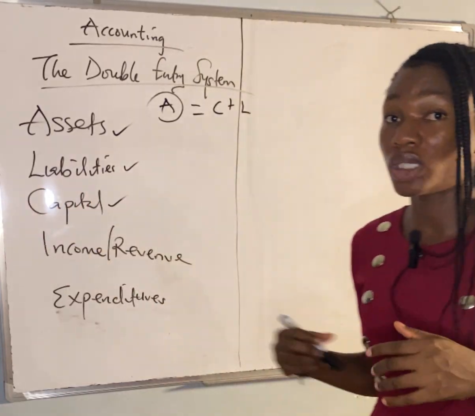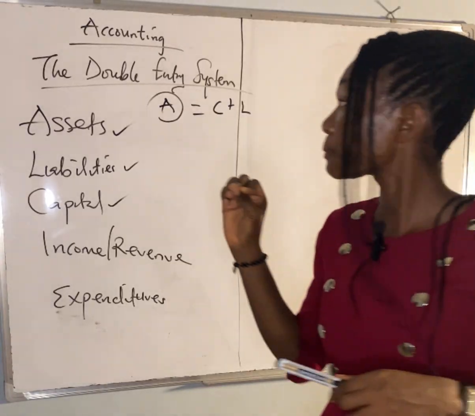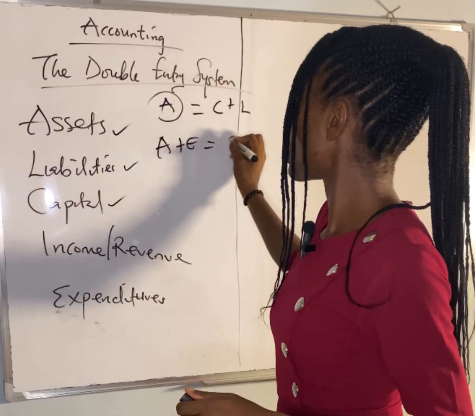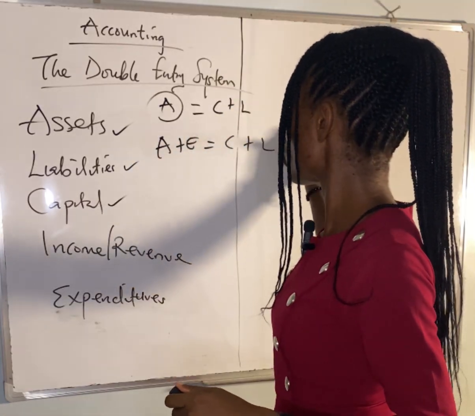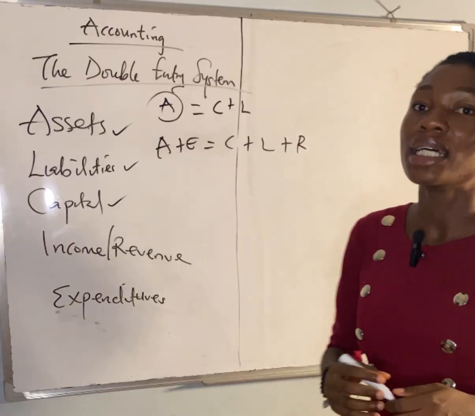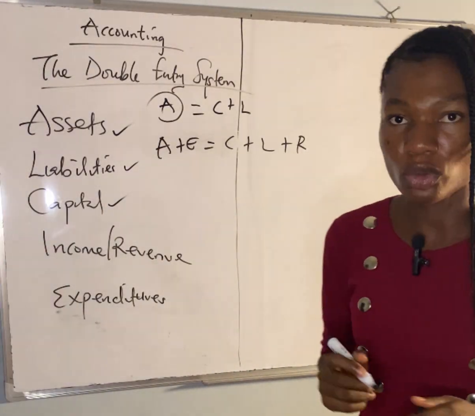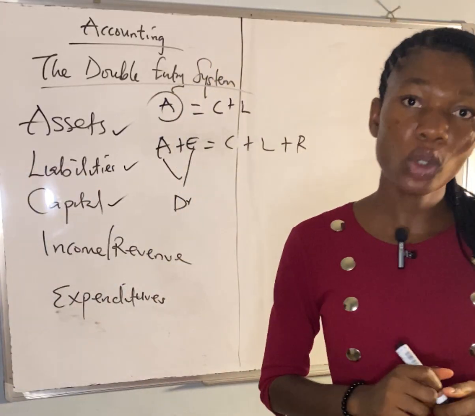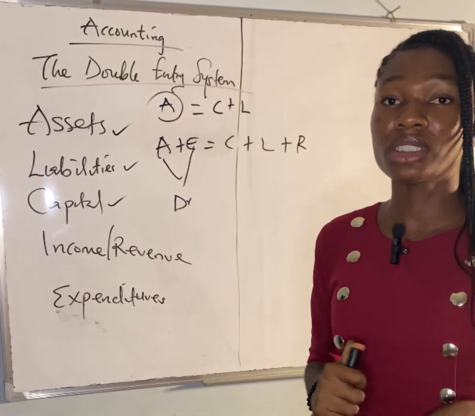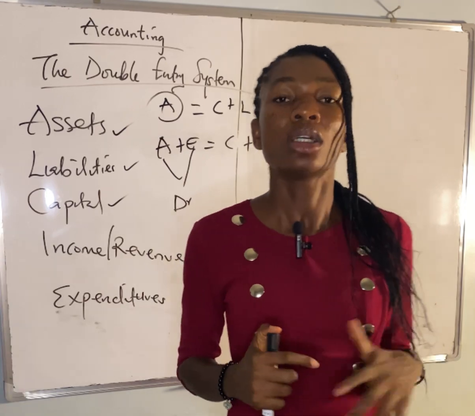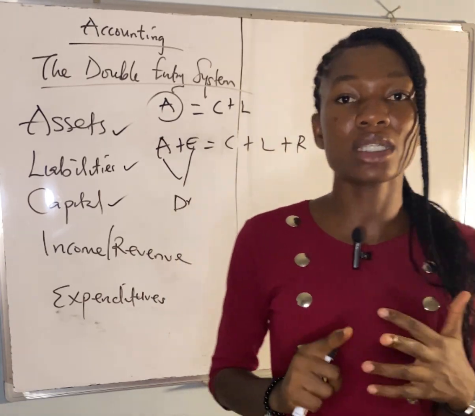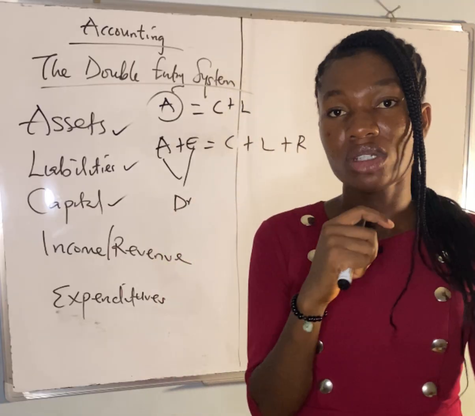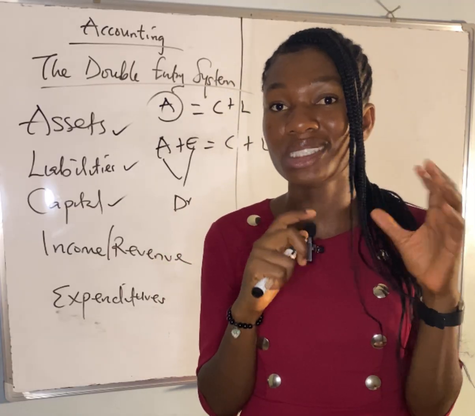So all this put together, I'm going to give an expanded equation: assets plus expenditure equals capital plus liabilities plus revenue, that's income. Are we together? With this, this is how the double entry system works. Simple. Assets and expenditures are debit items. That means if there's an increase in assets, we are going to be debiting the asset account. So as assets or expenses increase, we debit the respective account.